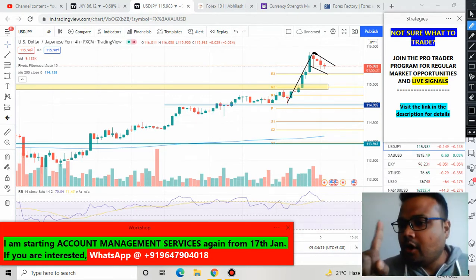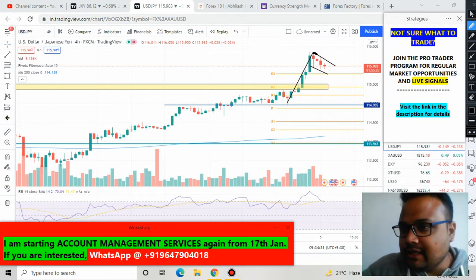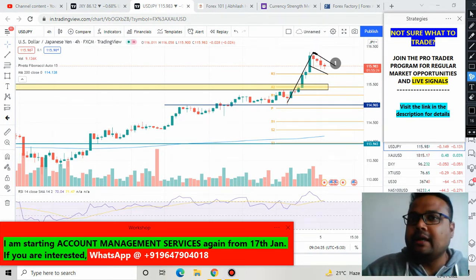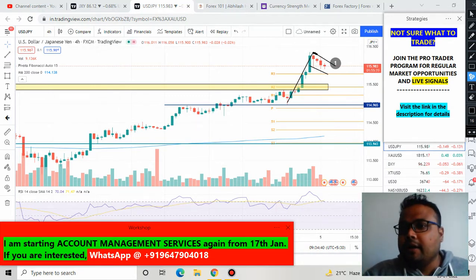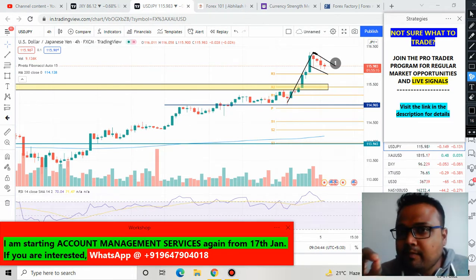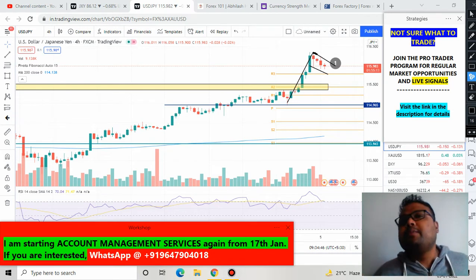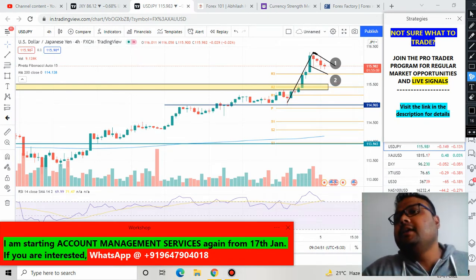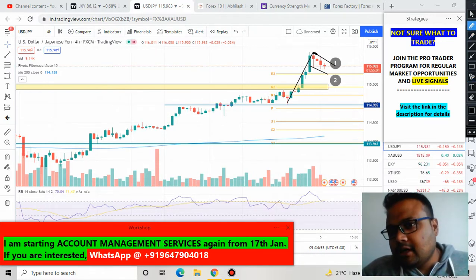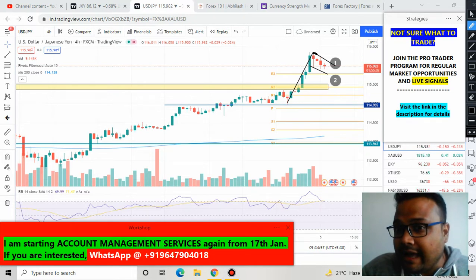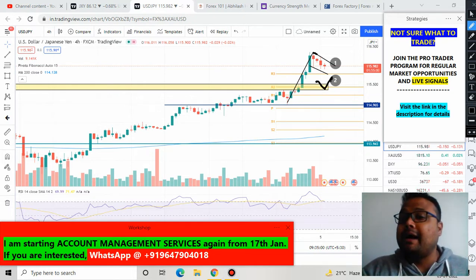Trading opportunity number one: if the market breaks the flag and starts going up, you can take a buy. Clear? The second trading opportunity is if the market fails to break the flag and starts coming down, then there is a possibility of the market taking support at 115.50. If the market comes down to a level of 115.50 and bounces, you can take a buy as well.